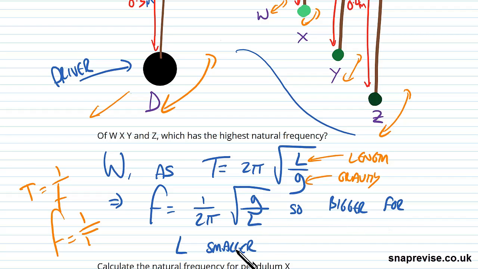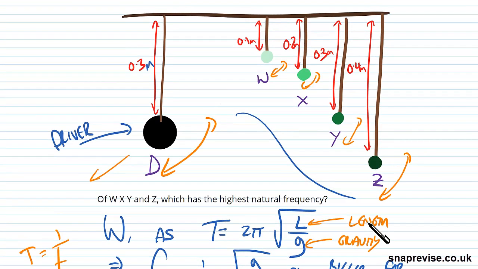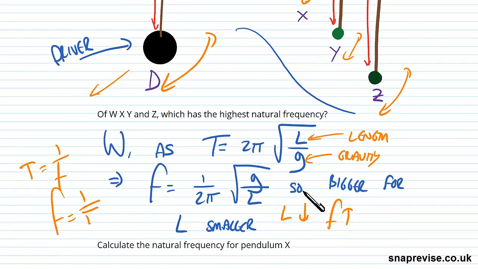And so it's bigger for L smaller. The smaller L gets, L goes down, f goes up. So we want our shortest length, which is this one here, where L is 0.1. There's the shortest length, so it's the greatest frequency.